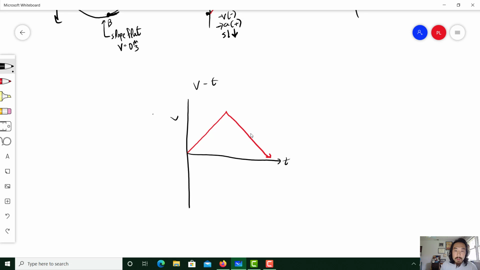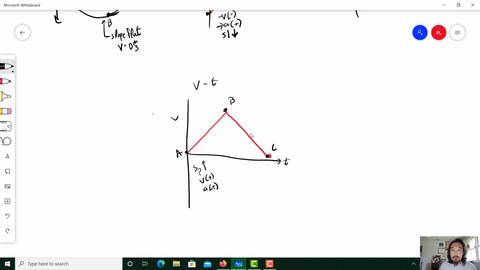All right. So I'm going to call this point B. I'm going to call this point A. I'm going to call this point C. Okay. So let's break this down. From A to B, we have an increase in velocity. So the object is speeding up. The velocity is constantly positive, and the slope here is positive. So the acceleration is positive.